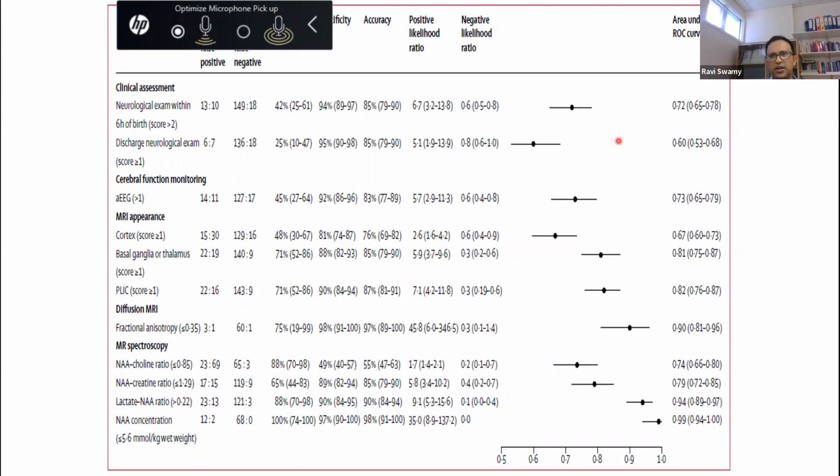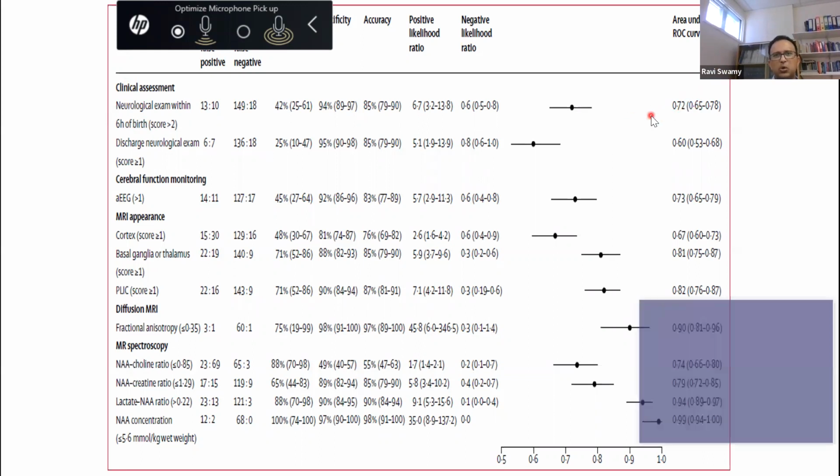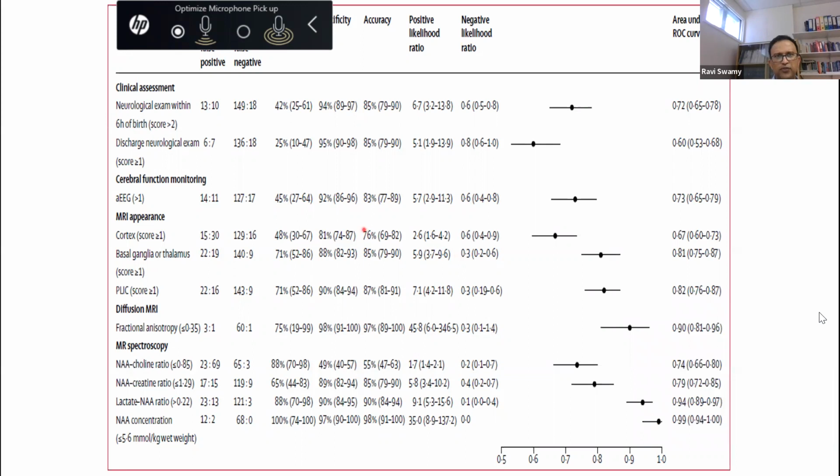So here is the ROC curve, 0.72 from the clinical assessment. It is 72% to predict the long-term outcome. So you have to use every tool. Don't discard everything. Use everything in combination. So neurological examination, this is in the first 6 hours of birth, which is NICHD. Discharge neurological examination is the HNNE. So this is the NICHD, this is the HNNE. With HNNE it is about 60%. Again, if you look at the long-term outcomes, it's coming more to the left-hand side. Then looking at the CFM.